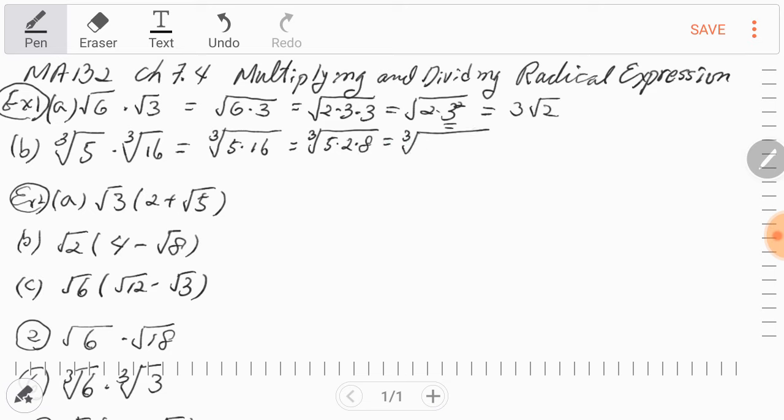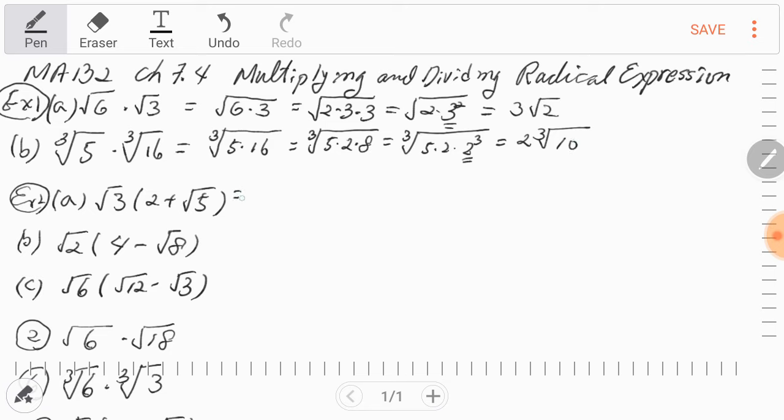So we can write it as 5 times 2 times 2 cubed. And from this 2 cubed, 2 can get out of the cube root. So 2 times the cube root of 5 times 2, which is 10.